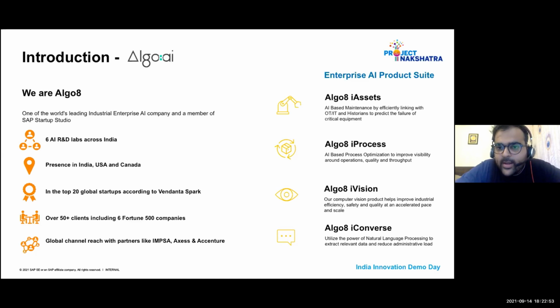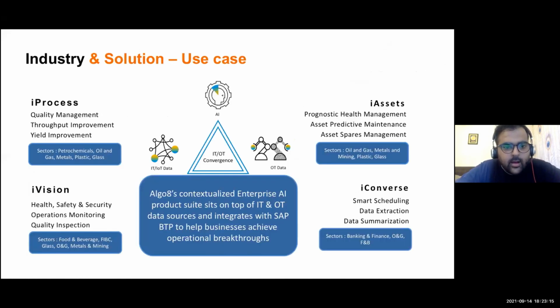In terms of our products, we work on asset maintenance, which is primarily prognostic health management and predictive asset performance management. And we also work on process yield, throughput, efficiency, quality, again from an asset angle. We also work on the unstructured data which is present in your plants, be it from the visual side and also the conversational AI. I'll be talking about that slightly. So if you look at our platform, it sits on top of the IT and OT data sources that you have, and we are well integrated with SAP BTP.